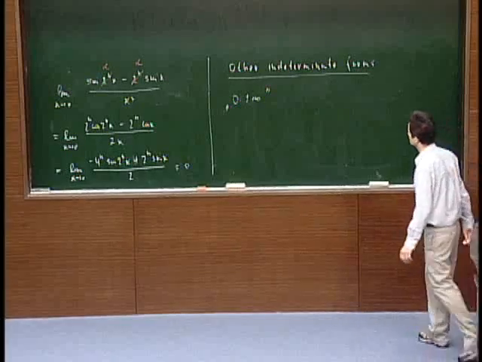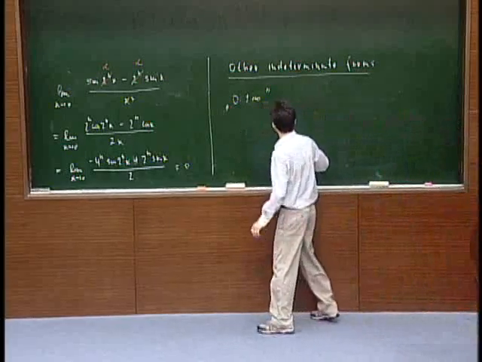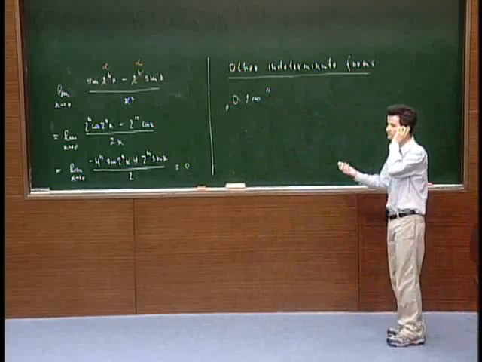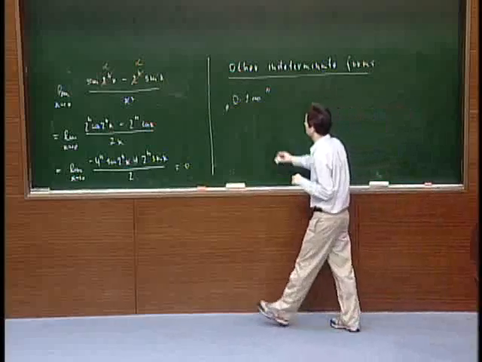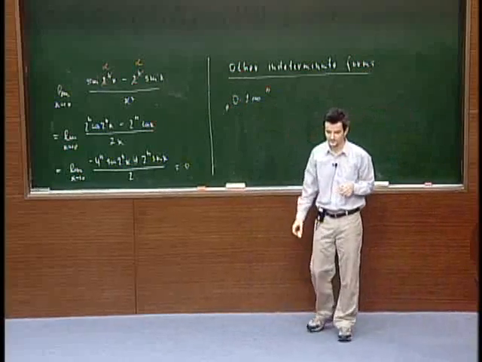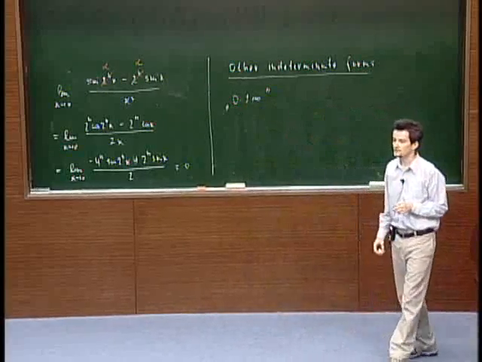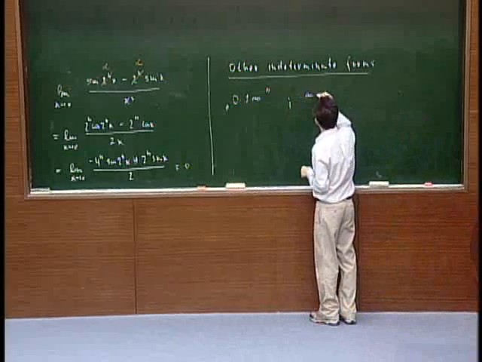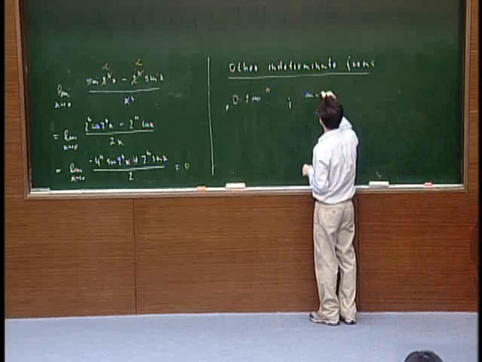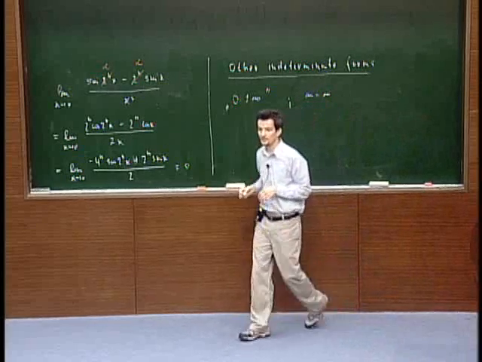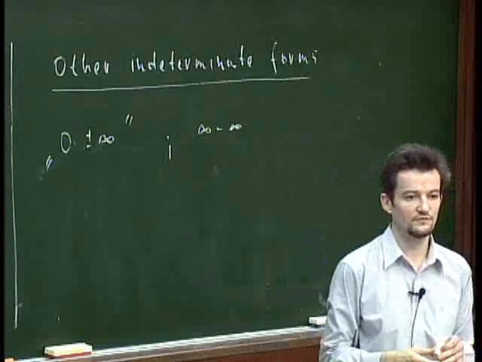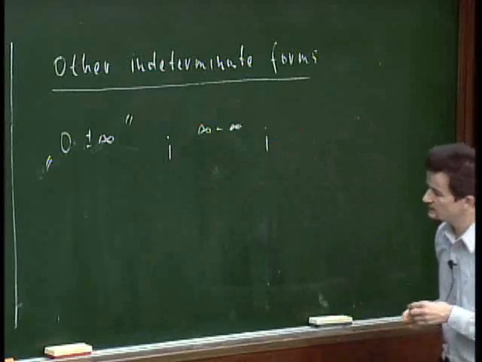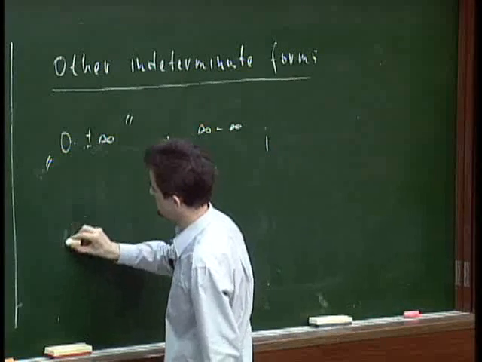If you have two functions, f of x and g of x, and you consider the product of the two functions, where the limit of f of x is equal to 0 and the limit of g of x is equal to plus minus infinity, this is another indeterminate form. You know that infinity minus infinity, or minus infinity plus infinity, and so on, is also another indeterminate form. And you know that you have several indeterminate forms arising from such a limit.